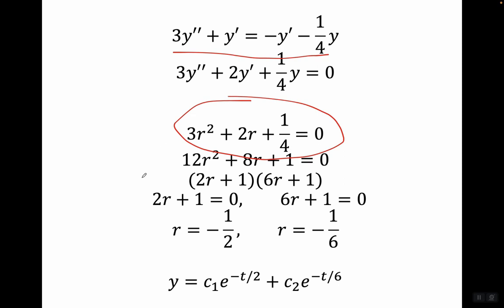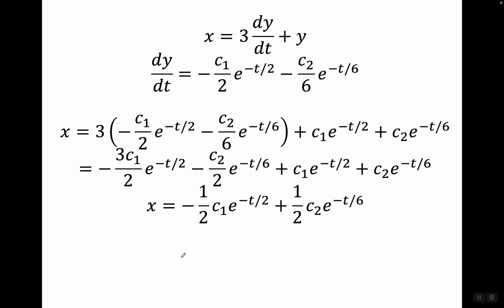In light of that, we know what the solution is going to be. So y is going to be c1, some constant, times e to the negative t over 2, plus c2 times e to the negative t over 6. Great, that handles y. Now let's find x. We have this formula for x, and we're going to use the equation on the previous page to find a formula for x in terms of t.